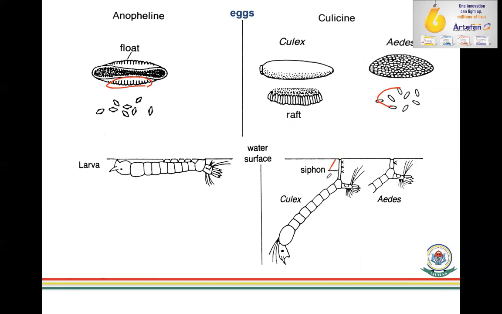Some have siphons: longer siphons in Culex, shorter siphons in Aedes, but Anophelines do not have siphons, and they just have breathing spiracles. These ones lie horizontal to the surface of the water, while the others lie at an acute angle. These are important differences for you to note, especially when you're trying to differentiate between different species of larvae.